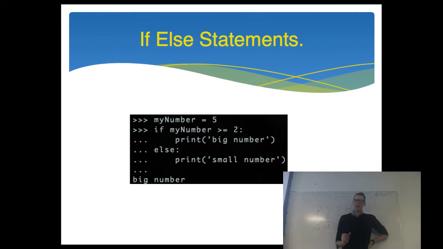Now you'll see that blank line at the end. That's because I pressed enter one more time at the base level of indentation. That is me telling Python that there's no more code in the else statement. I'm done typing, and then it will finally evaluate everything that we typed, and you should see big number printed to the screen because our condition was true and my number was greater than or equal to 2.